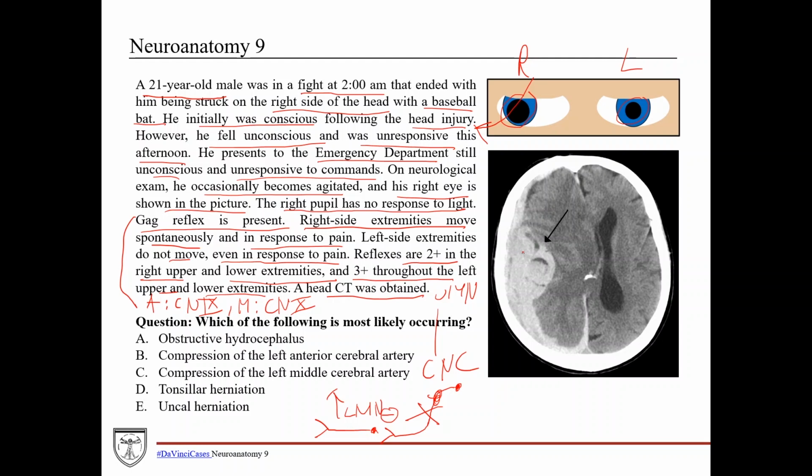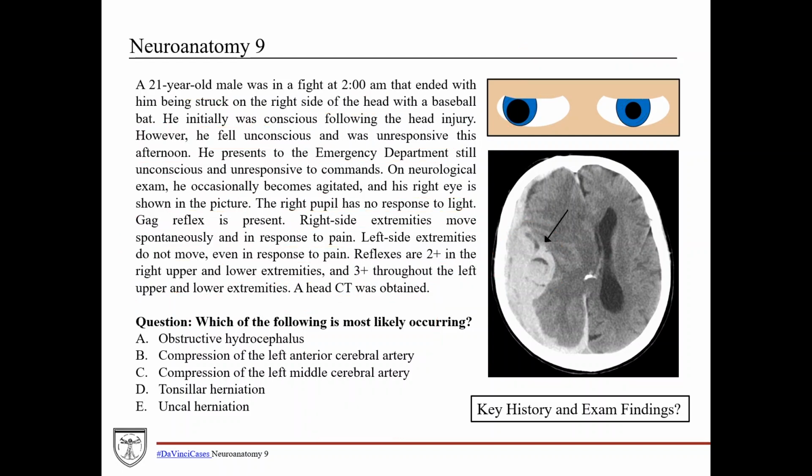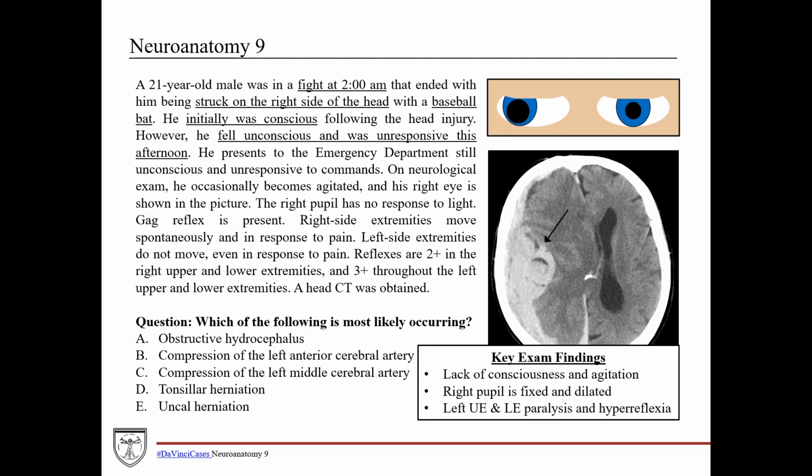So a head CT is obtained. That's very typical in head trauma here because you want to be looking for an intracranial hemorrhage. And so this is very significant here. We'll talk about this in just a few seconds. So really, before we get to the imaging, you want to think about what are the key history and exam findings here. And we've discussed these as we've gone through the stem, but just to kind of tie it up here into a concise list, he received a blunt force trauma to the right side of the head.